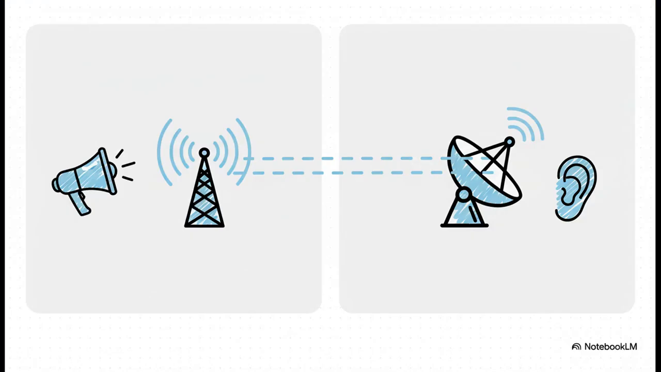Think of it like a conversation. You've got the transmitter, that's the one doing the talking. Its whole job is to create and send out a radio signal that's carrying some kind of information. And then you've got the receiver, that's the listener. Its job is to catch that signal and then decode it to figure out what the message is. Simple, right? One talks, the other listens.